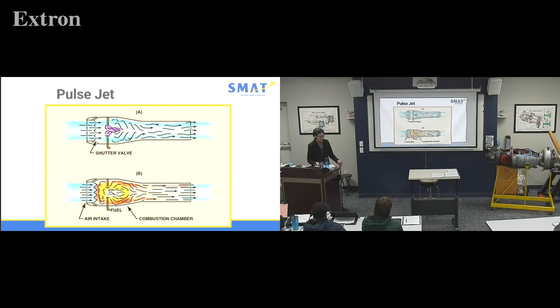Pulse jet. This is a little more efficient than ramjets, but it has these special little shutter valves. Air comes in, and as combustion happens and expands that air, it shuts these little valves so it has more thrust out the back, as that pressure drops and opens up to allow more air in. Those valves are opening and closing so fast it's sort of a buzzing sound, so it's also called a buzz jet. Have a video.